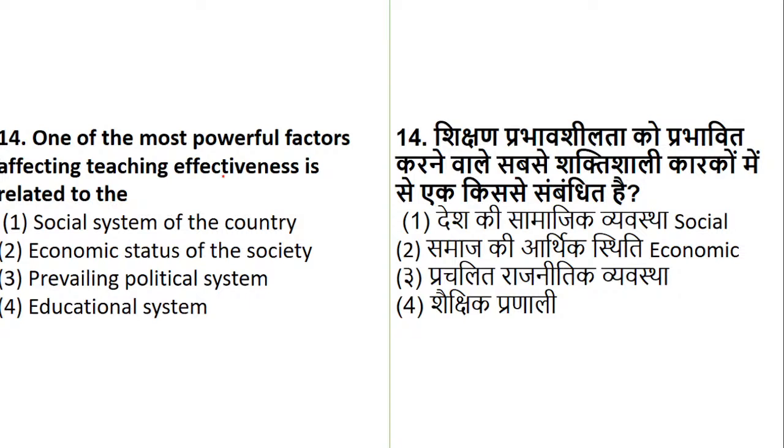Okay, the right answer is none of these. Social system is based on your society. What type of people you have in your society, based on that you create your social system. The ruling government creates its own political system when they are ruling the chair. Economic status depends upon the market condition.